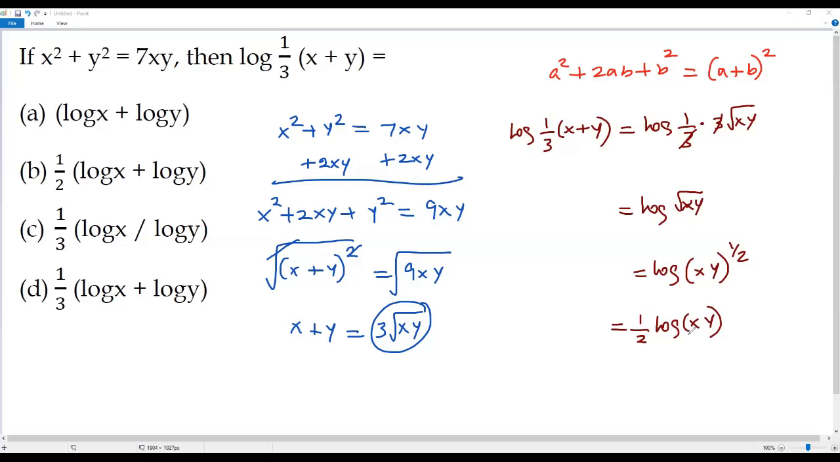Here in my next step, I'm going to use the product rule of logarithm. Whenever two values are multiplied in the argument, we can take the logarithm of each value separately, and we have to add them. So that is 1/2 times, we take the logarithm for this x and this y separately and add them. So actually this is the product rule of logarithm. Then we'll be getting log x + log y. We find this in option B. So the correct answer choice for this question is option B.